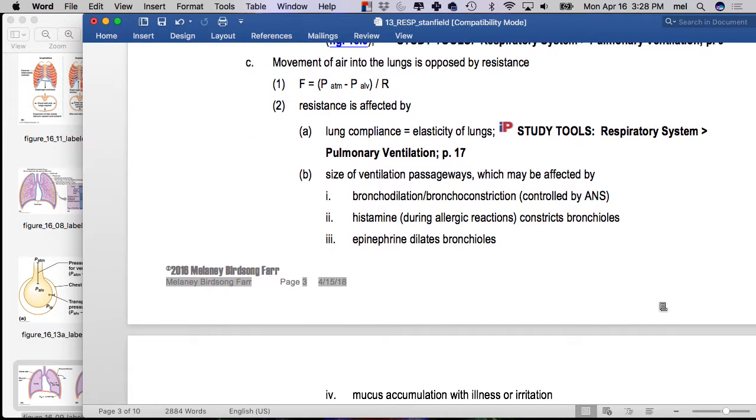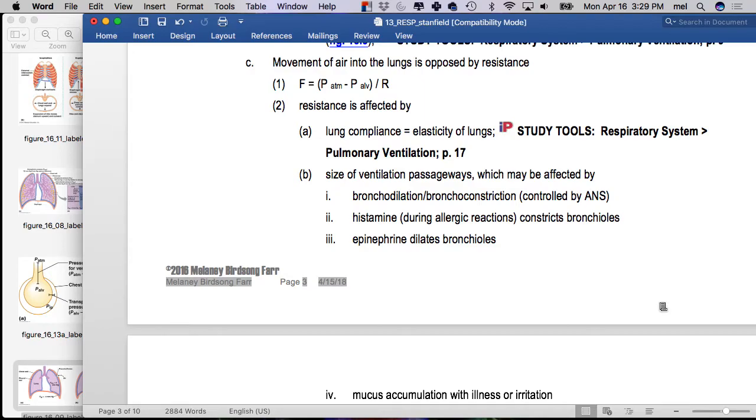Okay, so let's talk about the resistance, okay? So resistance is anything that compromises either the ability of your air to get in through the tubes or the ability of your lungs to stretch and snap back so that you can change the volume. So if this is really resisting and you can't actually get much movement, then you're going to get poor flow. So there's two components of resistance. The one is lung compliance. How good are the lungs at pulling out and snapping back? And the other one is what's happening in the tubes, okay?